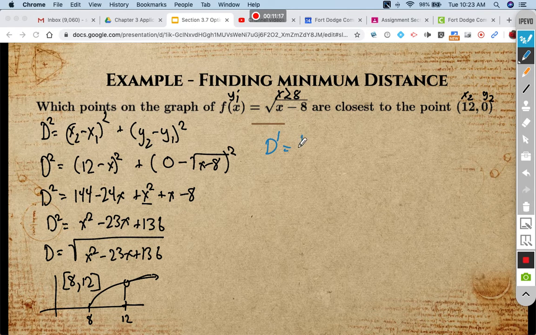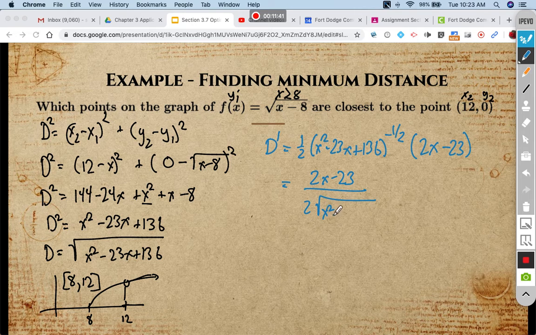The derivative is going to be 1/2 (x squared minus 23x plus 136) to the negative 1/2 times the derivative of the inside, which is 2x minus 23, or (2x minus 23) over 2 times the square root of x squared minus 23x plus 136. Now we know the square root cannot be 0 because this is just d, and the distance between (12, 0) and this graph will never be 0 and will never be negative. So I don't have to worry about that. If I want to set this equal to 0, I can just go 2x minus 23 equals 0.